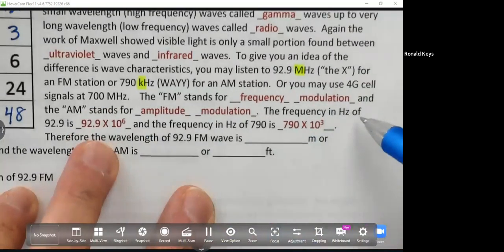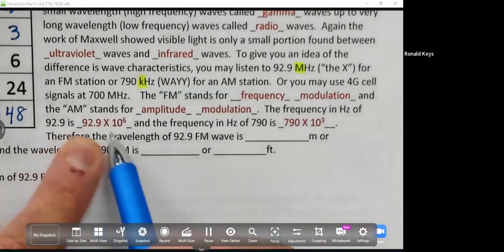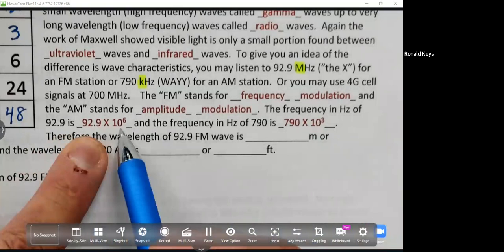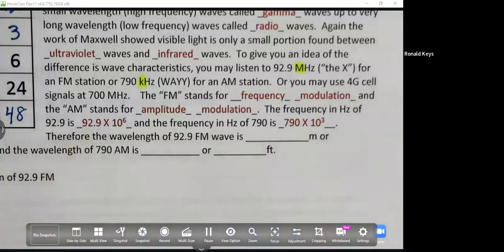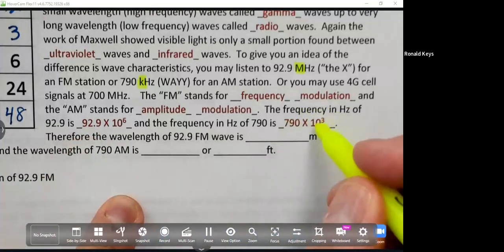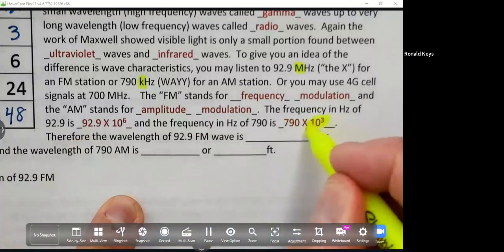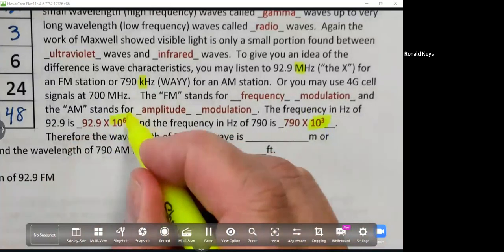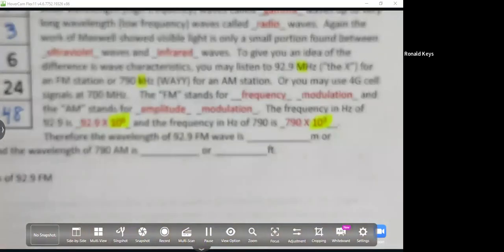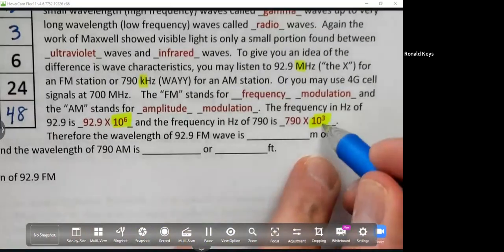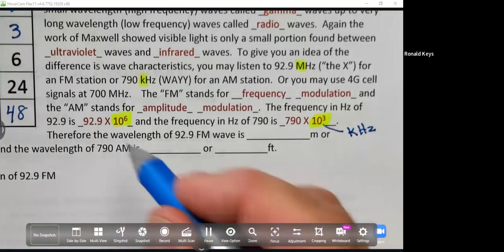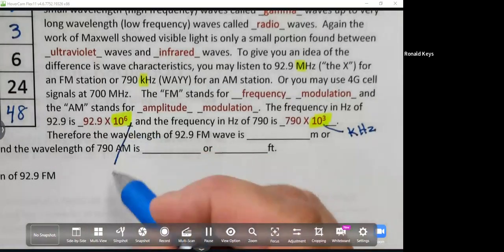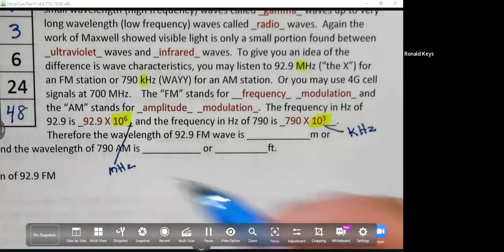The frequency in hertz of 92.9 is 92.9 times 10 to the 6th. That's mega. And the frequency in hertz for 790 is 790 times 10 to the 3rd. This is my kilo. And this is my mega. Again, kilohertz, megahertz.